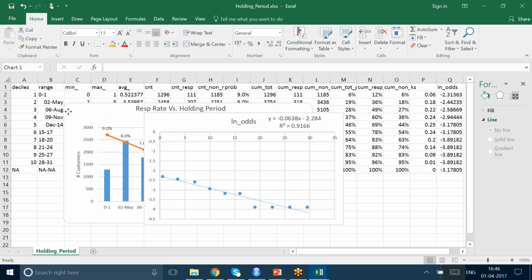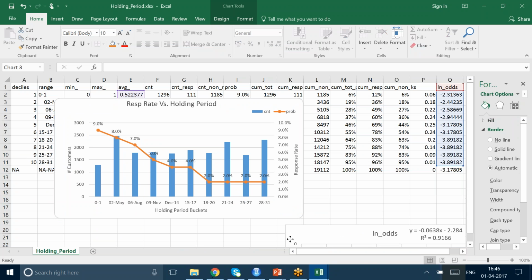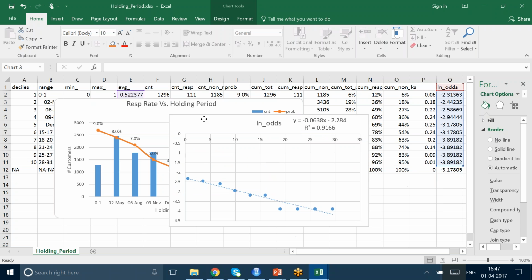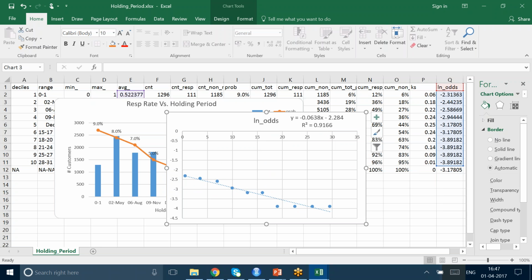First, let's see the business visualization. This is the business visualization of the holding period variable. In holding period, what did we do? Imputation. So the imputed values were put to the segment where the response rate was matching. Now if you see the trend, this is the trend. If I fit a trend between the log odds and the holding period value, this is the trend.